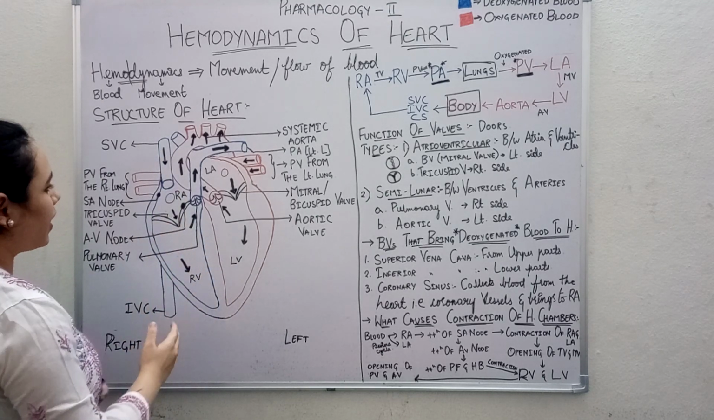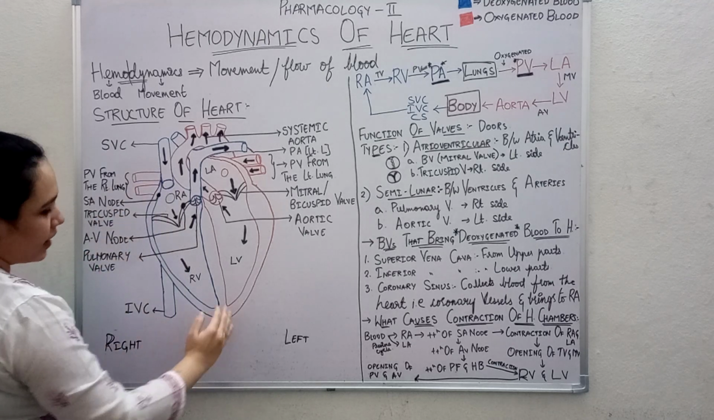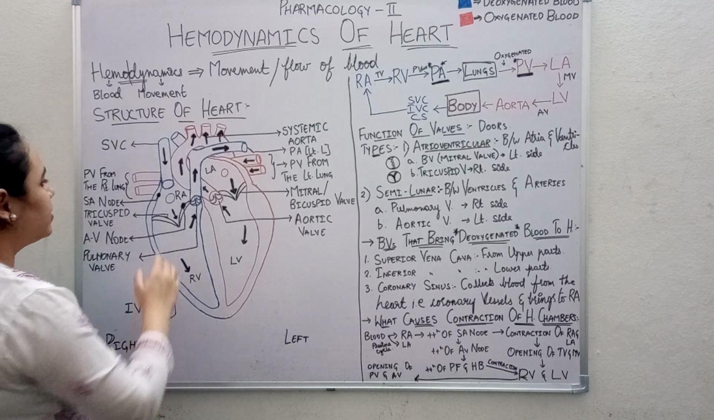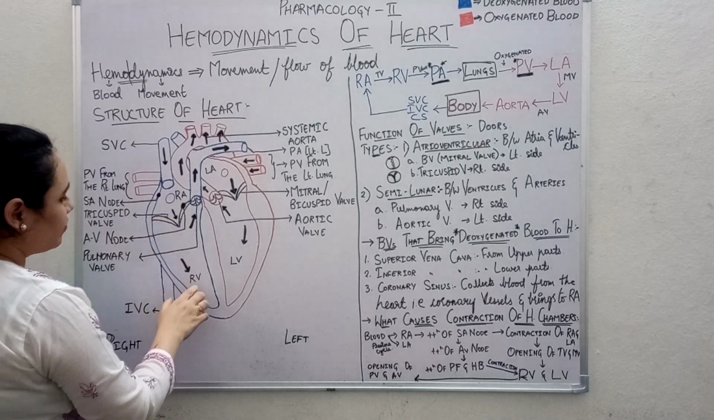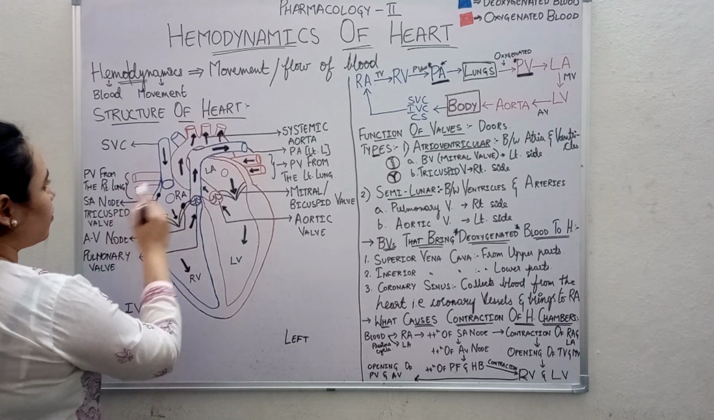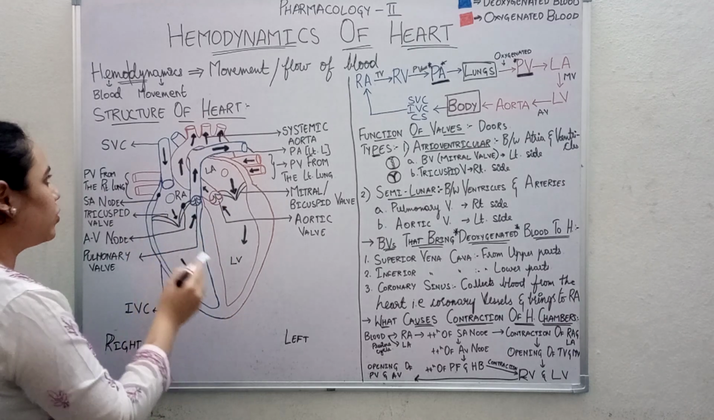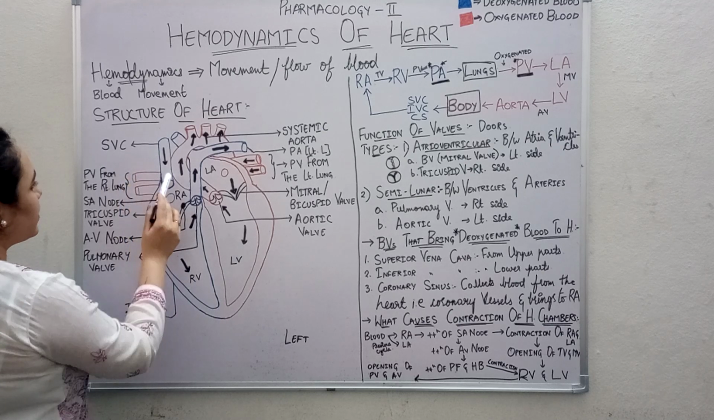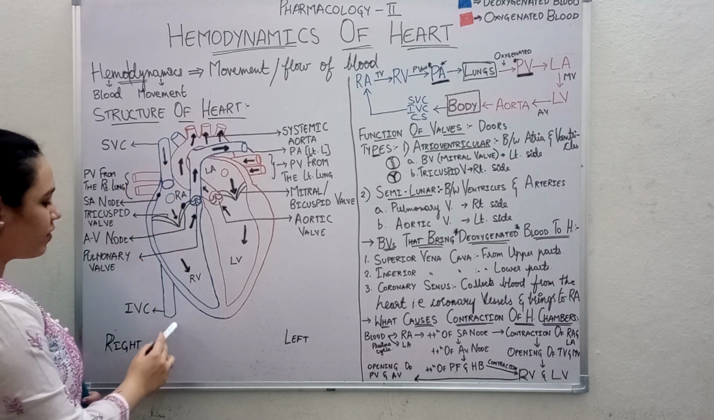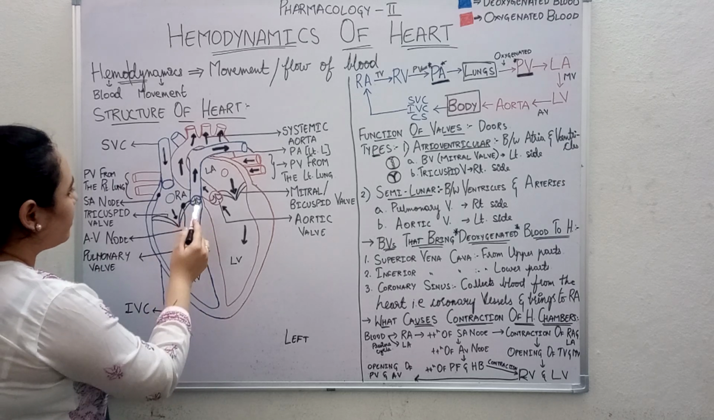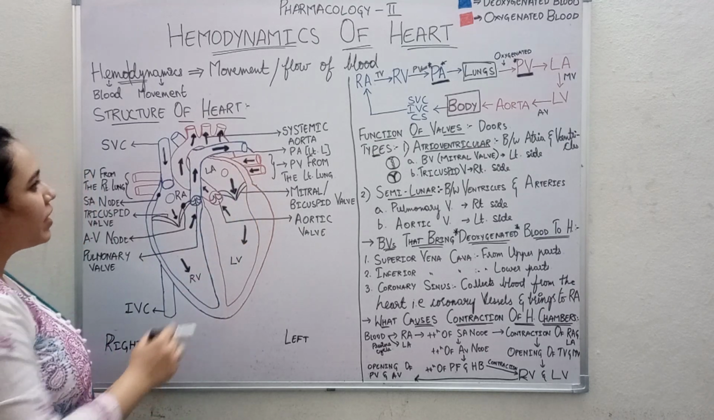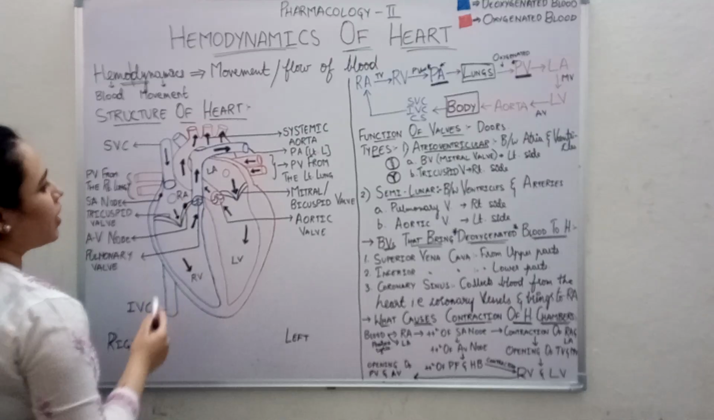When we look at the heart, there is a right side and a left side, and it has four major chambers: right atrium, right ventricle, left atrium and left ventricle. And there are a lot of blood vessels that go in and out of the heart. The first one is the superior vena cava, which is on the top, and the inferior vena cava coming from the bottom. We also see the pulmonary artery, pulmonary veins, and the systemic aorta.